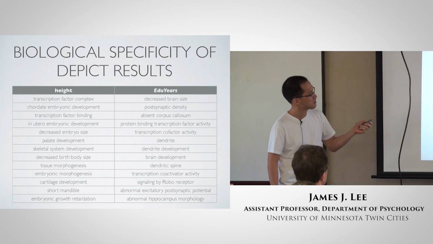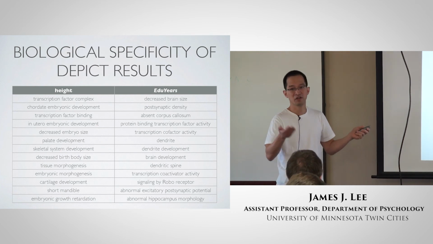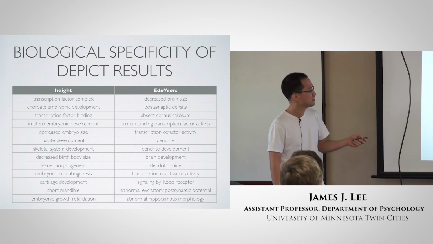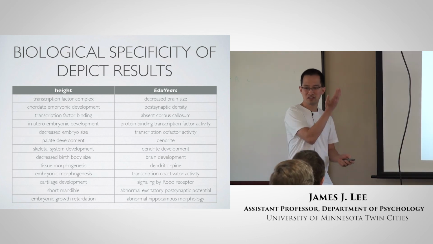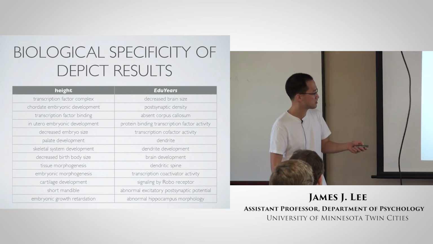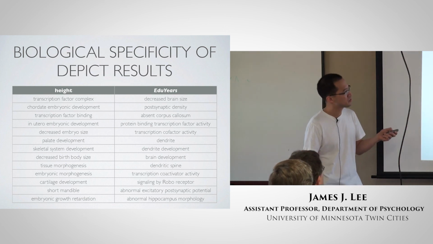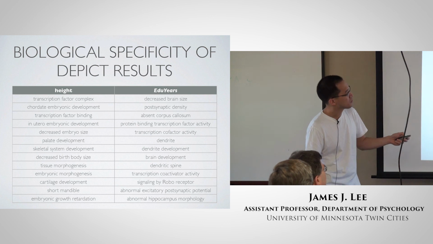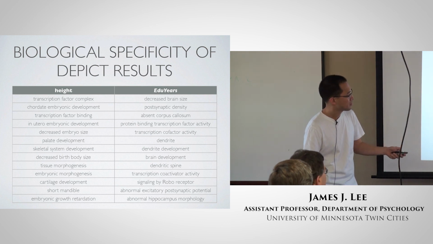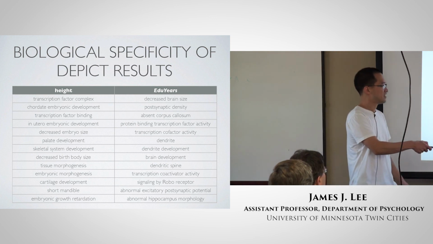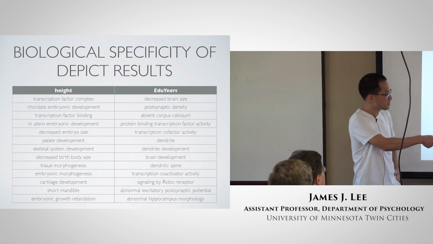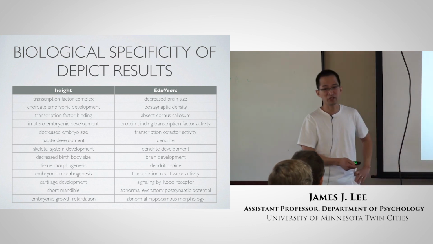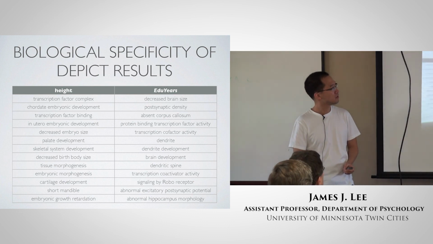If you look at height, you see all these things like decreased embryo size. This is a mouse phenome thing. Skeletal system development, another mouse phenome thing. As I was saying, mouse phenome stuff is almost always at the top of the list. Decreased birth body size, embryonic morphogenesis, cartilage development. As for years of education, you see the mouse phenome category decreased brain size, absent corpus callosum. Basically any gene set that has the word decreased or absent or abnormal is a mouse phenome thing. Abnormal excitatory postsynaptic potential, and so on. OK, I believe that's all.